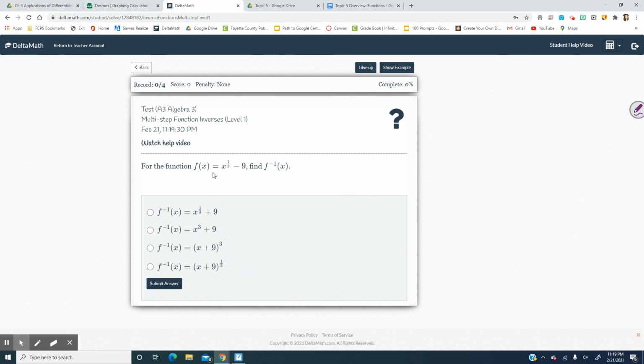Okay, so here we go. Now I have the function f of x equals x to the 1/3 minus 9. I need to find my inverse.